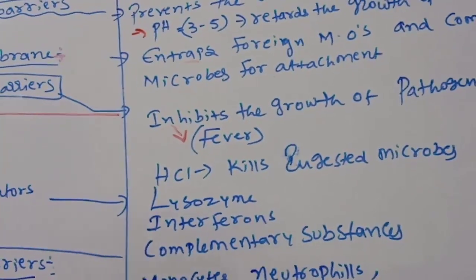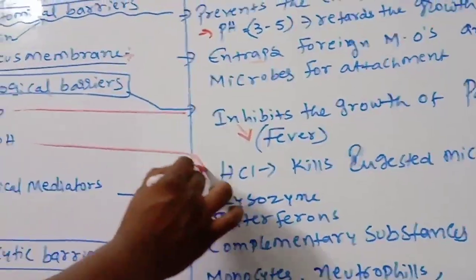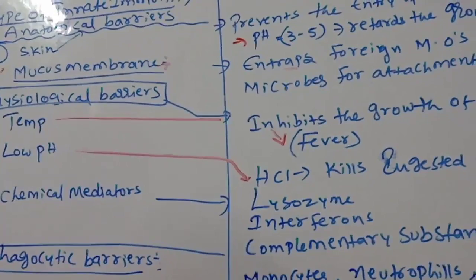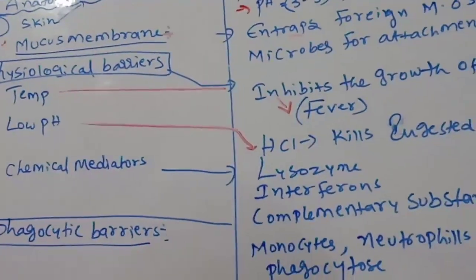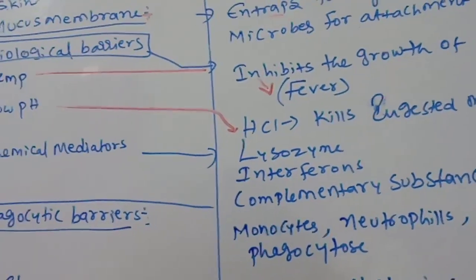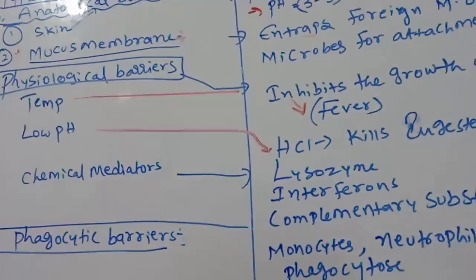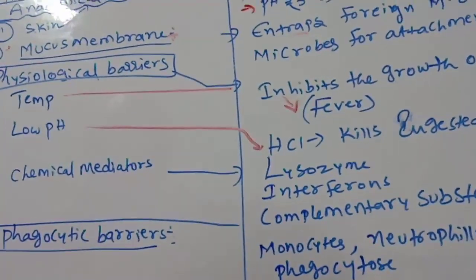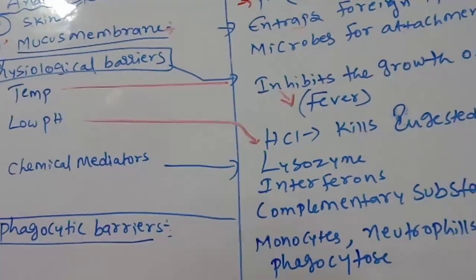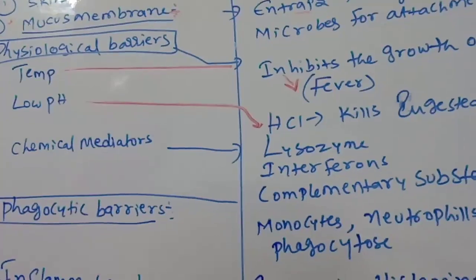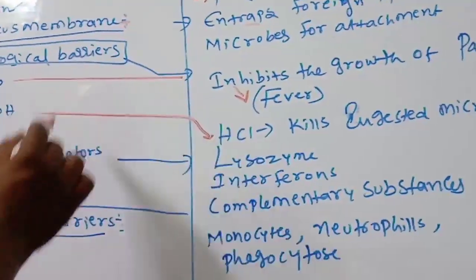And low pH. You know very well, HCl has a low pH, 1.5 to 2, and that HCl kills the ingested microbes. Suppose any microbe we ingested, that HCl kills. So HCl is a low pH, 1.5 to 2. Low pH means highly acidic conditions, which kill the ingested microbes. So HCl is a low pH.